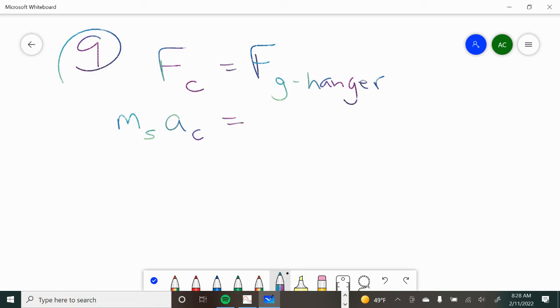And that's going to equal what? What's the other side going to be equal to? Think Newton's second law. The force of gravity on the hanger is equal to what? Formula-wise. What's that equal to? Newton's second law says a force is equal to mass times acceleration. Exactly. But this time the acceleration is what?